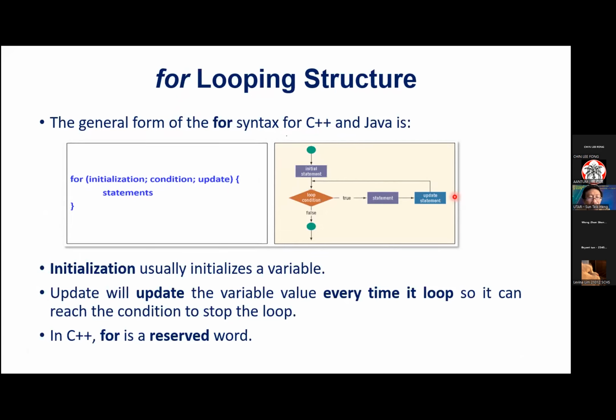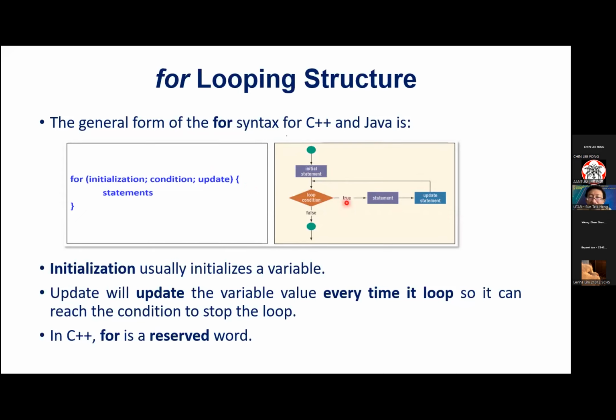As for the flowchart, this is where we perform the initialization. Then we check for the condition. If the condition is true, we perform the statements inside the body of the for loop, and then we do the update. So that is your update. After you perform the update, you go back and check for the condition again.